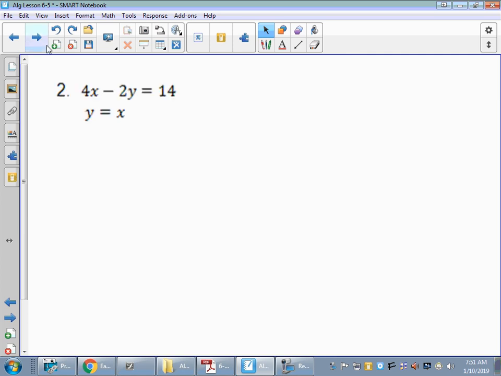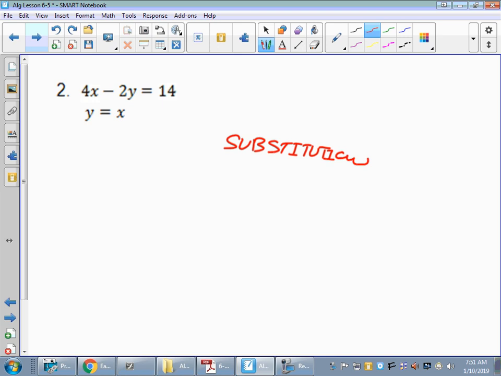How about this one? In this case, this one kind of screams substitution to me just because of the second equation. That second equation is already in the form y equals something, y equals x. So it'd be pretty easy just to use substitution and say, hey, here's my x, so I'm going to sub that in for every y I see because y equals x. So that would be the easiest way, I think, the fastest way.